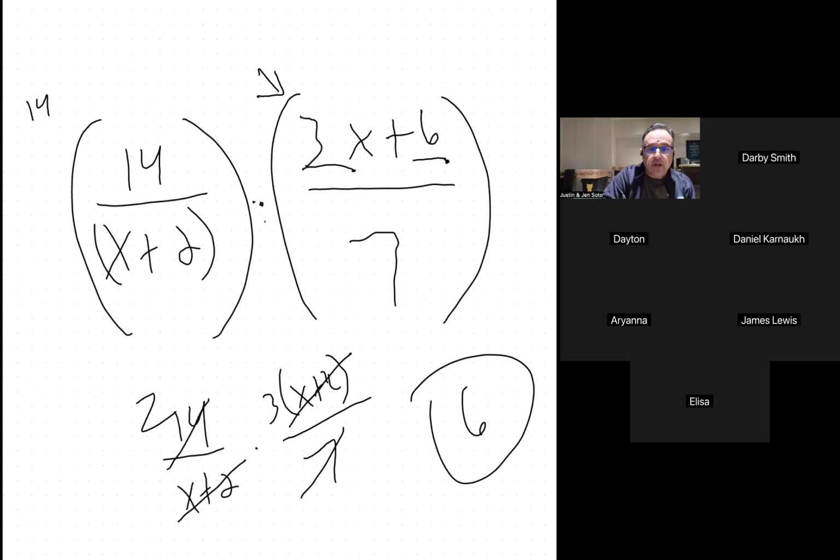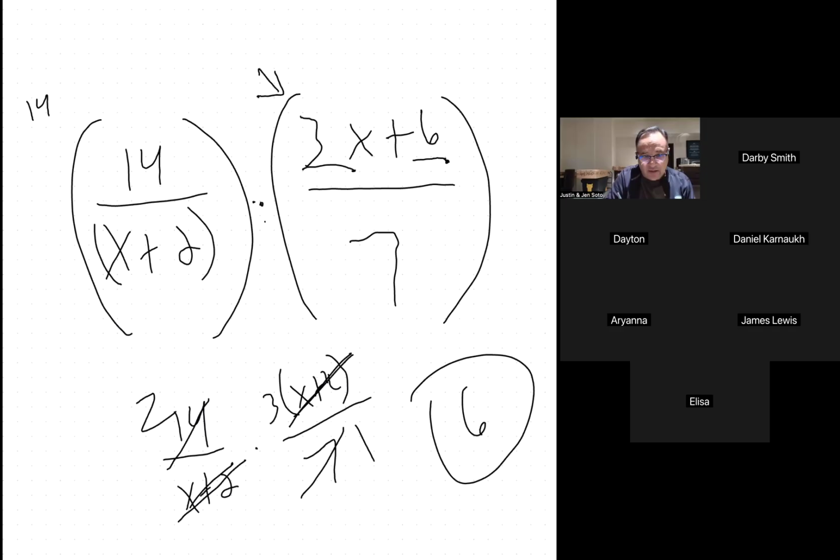I pull the 3 out, and then pulling the 3 out of the 3x, I have the x left over. 6 divided by 3 is 2, so I have x plus 2 here. So now I have 14 over x plus 2 times 3 over x plus 2. Remember, on these addition and subtraction with variables in denominators and numerators, they can only reduce if they're exactly the same. Those x plus 2 terms cancel out. So now I have 2 over 1 times 3 over 1, well, the 7 and the 14 cancel out as well. 7 and 14, that's fourth grade reduction, right?